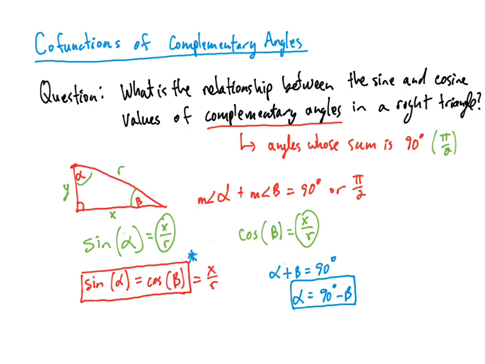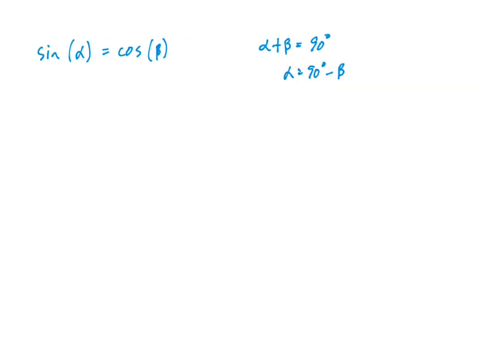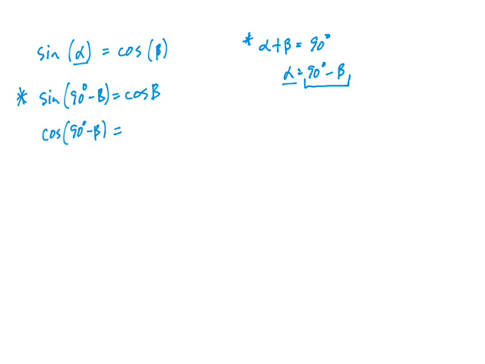So let's formalize this here on the next slide. We saw that sine of alpha is equal to cosine of beta, and we had this equation. Solving for alpha, we see that alpha is equal to 90 degrees minus beta. So I'm just going to substitute it here. Sine of 90 degrees minus beta is equal to cosine of beta. Similarly, we could say that cosine of 90 degrees minus beta is equal to sine of beta.